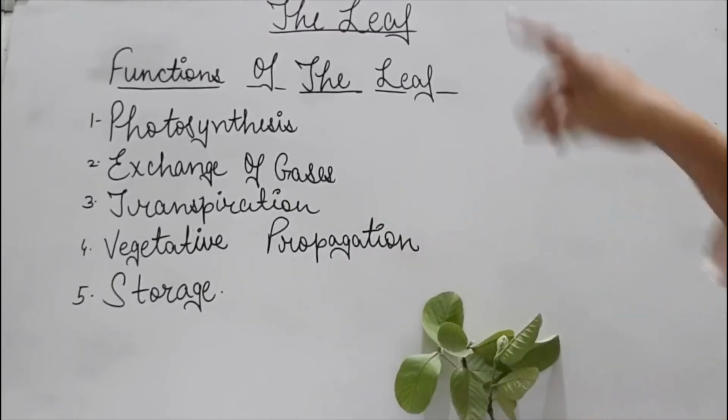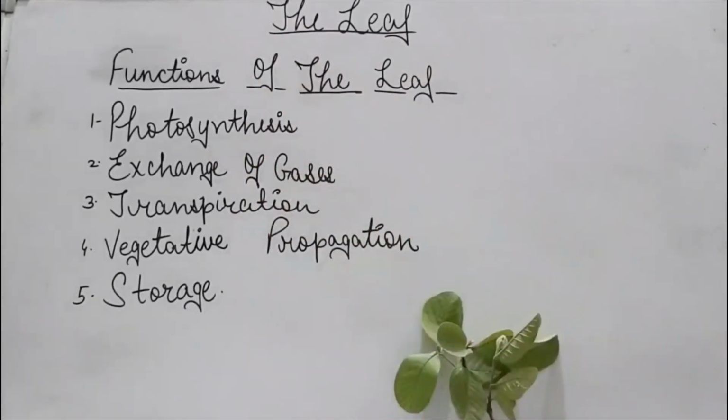And next function of the leaf is storage. Some leaves of the plant store food, like in onion. Onion stores a large amount of water and food in its fleshy leaves.